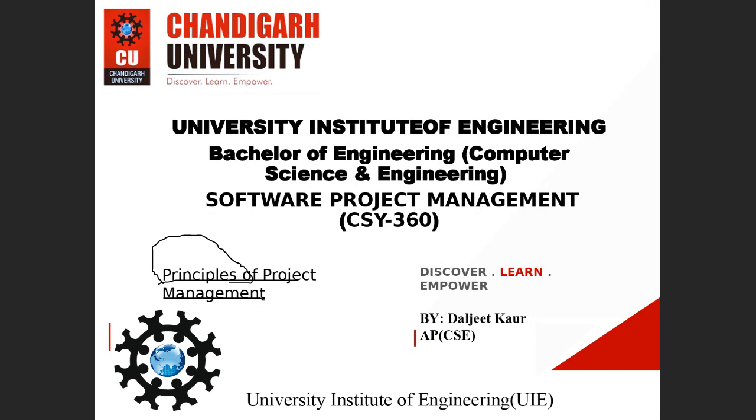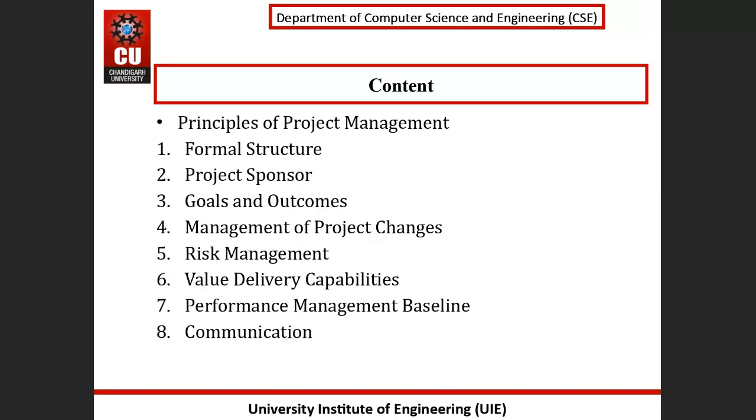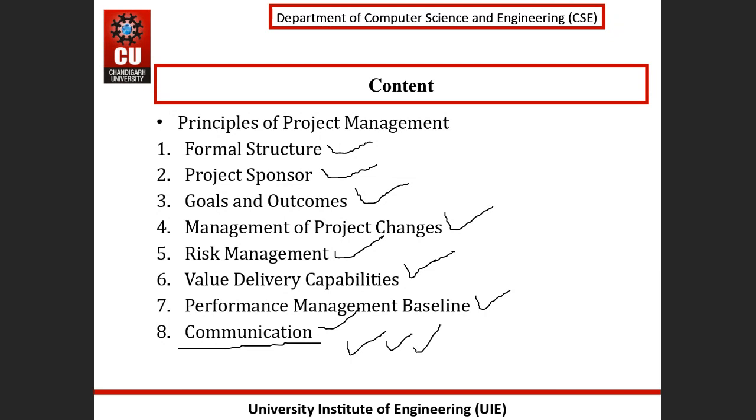So we have around 8 to 9 principles of project management. Fine. So first of all, we have structure, project sponsor, goals and outcomes, management of project changes, risk management, value delivery capabilities, performance management baseline, and communication. Communication between all team members at any particular stage or any particular phase of the project.